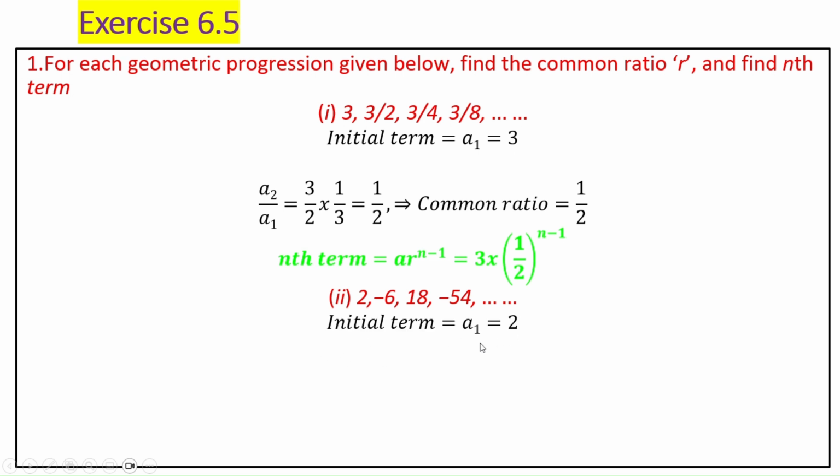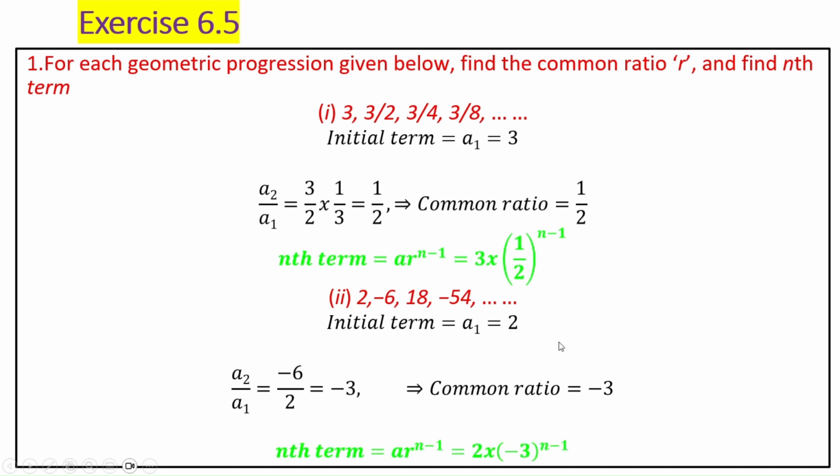Okay, next: 2, minus 6, 18, minus 54. The initial term is 2. The common ratio is minus 6 by 2, which is minus 3. So the nth term is 2 into (minus 3) to the power of n minus 1. Here the term will become negative or positive depending on the value of n.